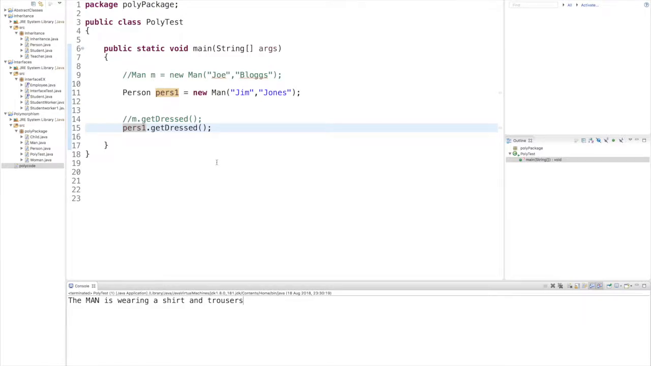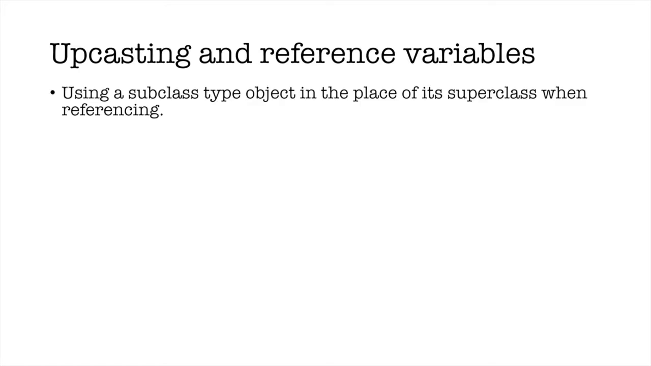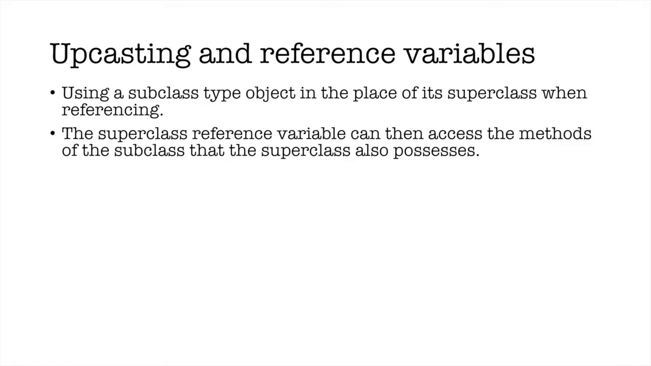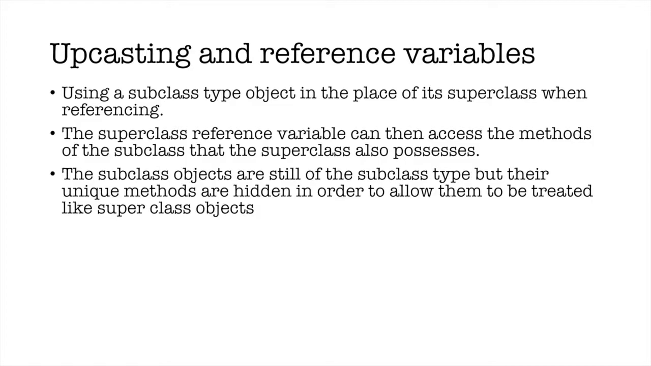In order to understand why this works, we need to understand reference variables. Reference variables are how we're able to access objects. They tell the compiler where to find the implementation to perform a certain function on a particular object. The superclass reference variable can then access the methods of the subclass that the superclass also possesses. The subclass objects are still of the subclass type. A superclass cannot be used where a subclass is needed because it may not necessarily contain all the methods that its subclass holds.